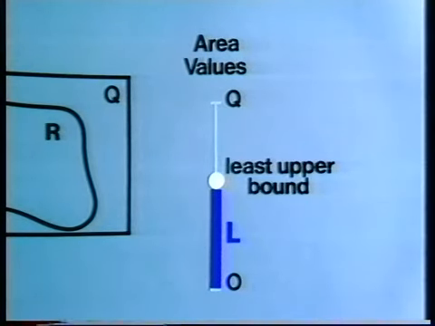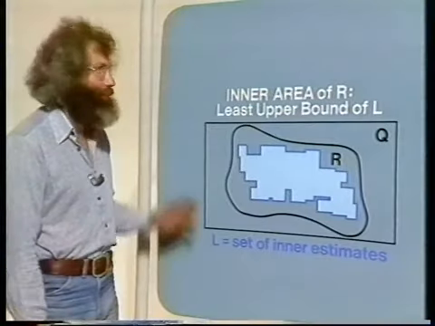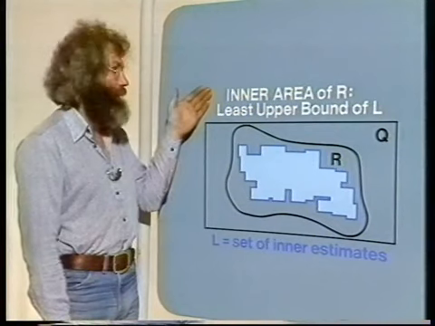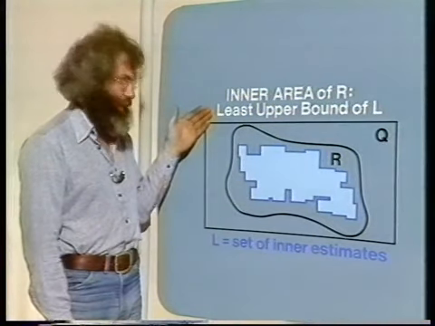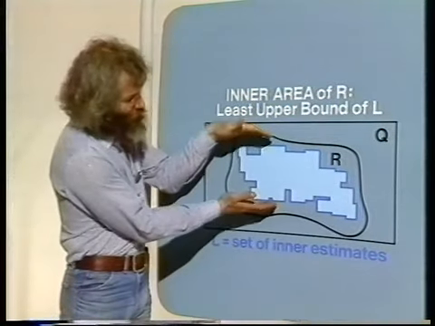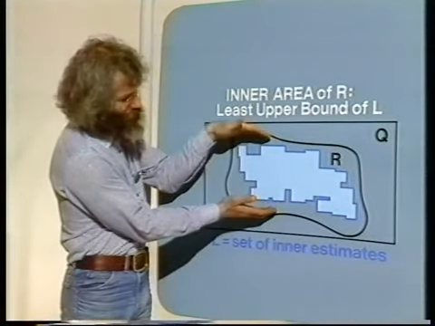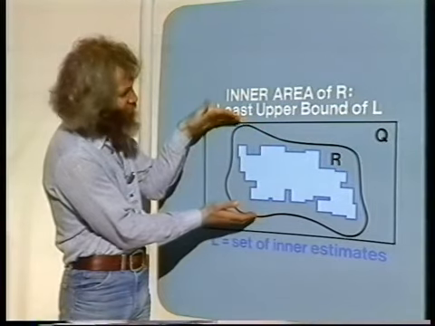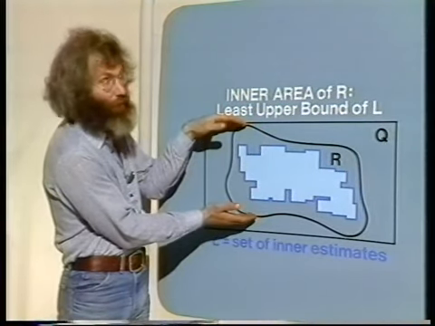And this is what we'll call the inner area of the region. So we've defined the inner area of the region R, and it's the least upper bound of this set L, the set of inner estimates. And intuitively, you can think of taking bigger and bigger inner estimates, getting as close as possible to the region R, and that's the inner area.